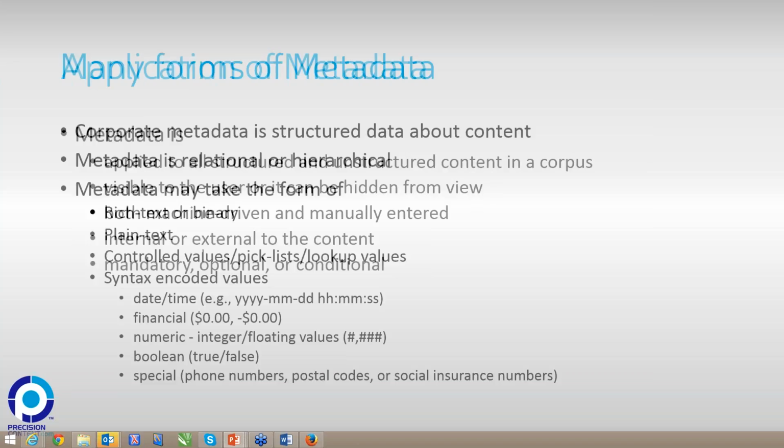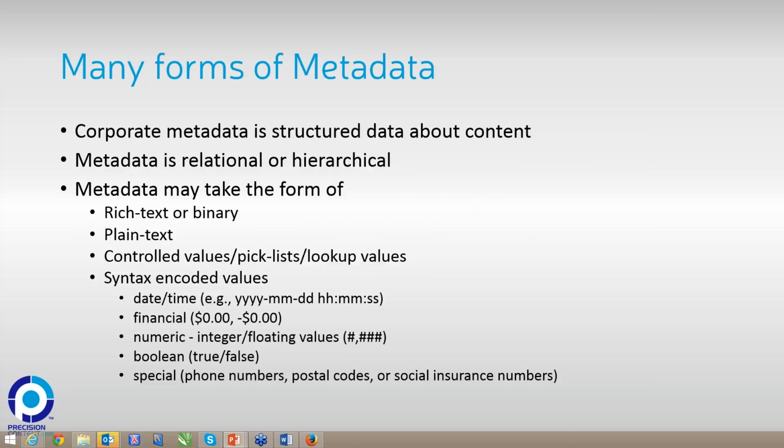So there are many forms of metadata, and of course it is structured data about content. It will be either relational or hierarchical and can take many different forms, anything from rich text or binary or even images through to syntax encoded values, where the system provides additional validation of metadata upon entry by matching up with a specific type of syntax encoding, whether it's date, time, or social insurance or social security number, or a zip code or something to that effect, where there is a specific formula or a template for entering data.